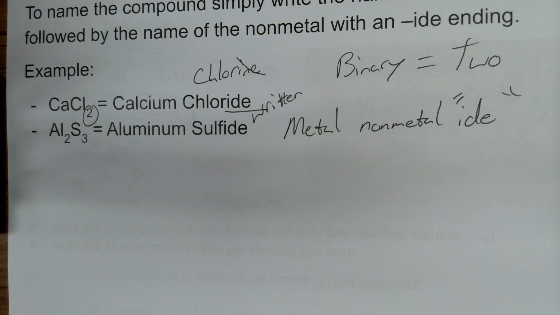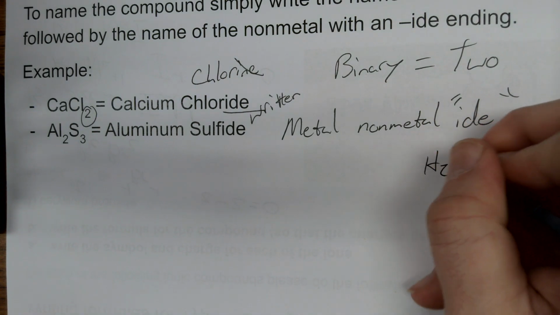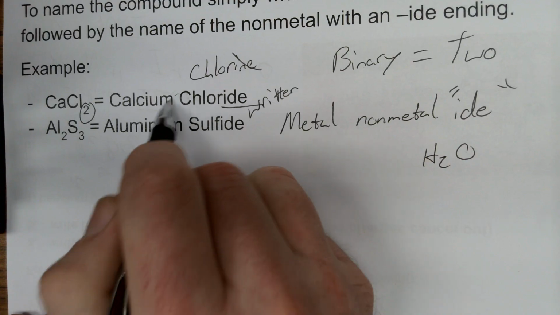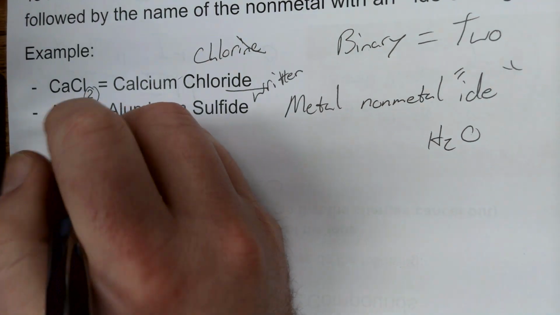This is something that we are going to see when we are looking at covalent compounds, where we're going to add a prefix to identify how many oxygens we added, how many hydrogens we added. Dihydrogen monoxide is just H2O. Aluminum sulfide is Al2S3.